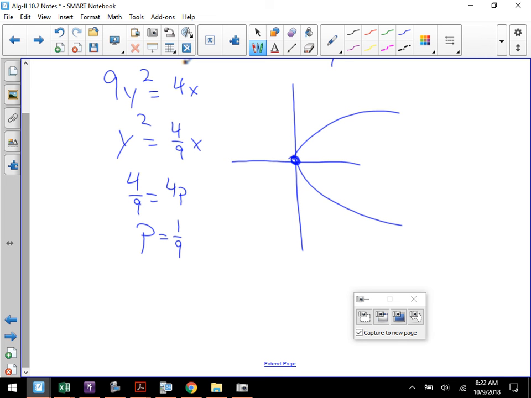So that means my focus, since my vertex is at the origin, would be at 1/9, comma 0. And my directrix would be a, what is it, a horizontal or vertical line? Through what? Very good. And that's what we're looking at here.